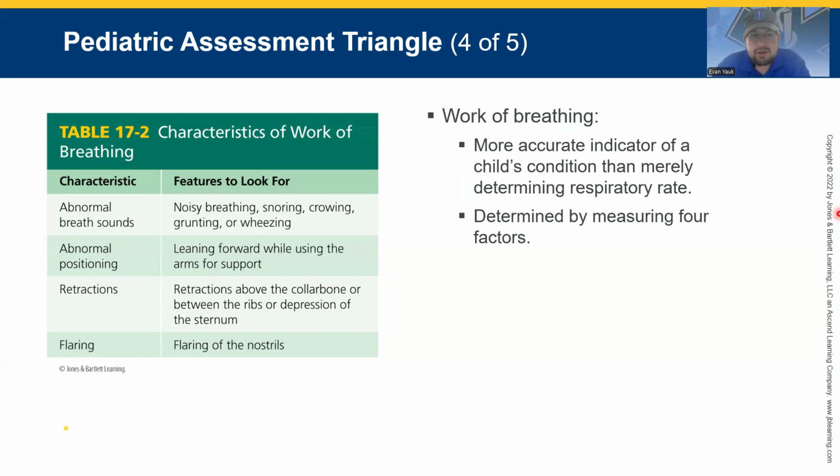Noisy breathing, snoring, crowing, grunting, or wheezing, that's not normal. Those types of things are what we need to be paying attention to. Abnormal positioning, so leaning forward while using the arms for support. That's called the tripod position. I think we talked about that in previous chapters. So that's when they're leaning forward with their arms down on their knees or on their legs, kind of supporting them, and they're sitting there huffing and puffing.